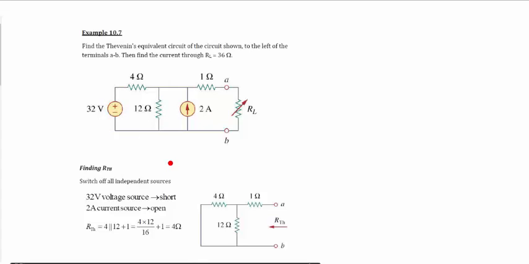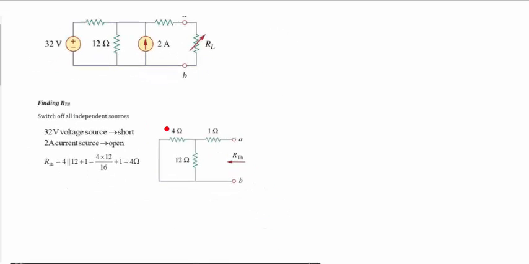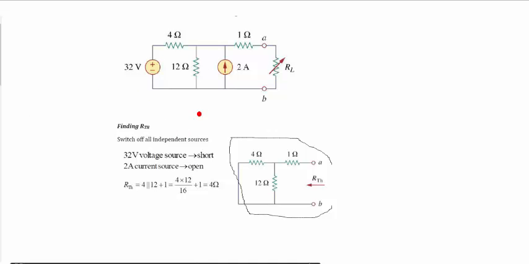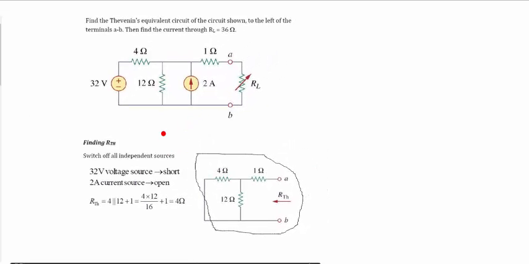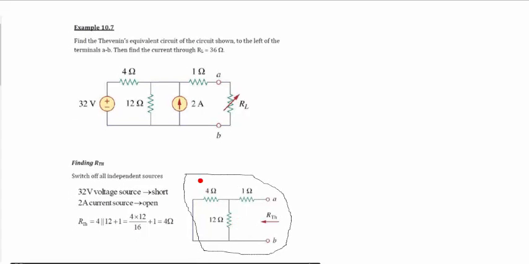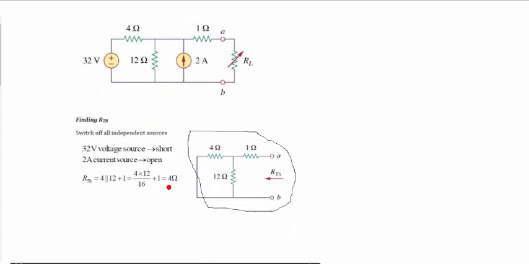So in order to find RTH, we turn off all the sources. That is what is being done here. As you can see at this point, there are no more sources involved. The 4 ohm and the 12 ohm are in parallel, and then these two are in series with the 1 ohm resistor. So you calculate and you get your RTH as 4 ohms.